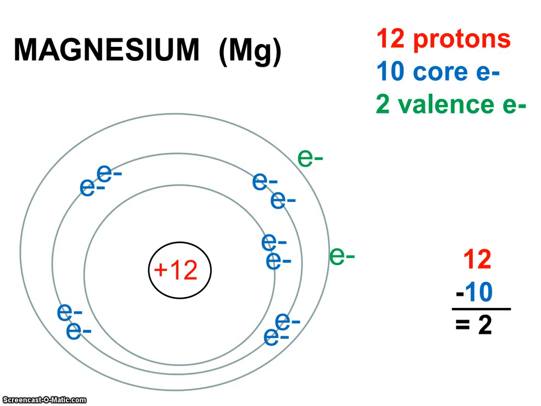For example, in an atom of magnesium there are 12 protons and 12 electrons. Those electrons are divided into 2 valence electrons and the remaining 10 core electrons. So if we were to calculate the nuclear charge of magnesium, it would be 12 minus 10, which leaves us a positive 2 charge. So the valence electrons are feeling a positive 2 charge being pulled from the nucleus.